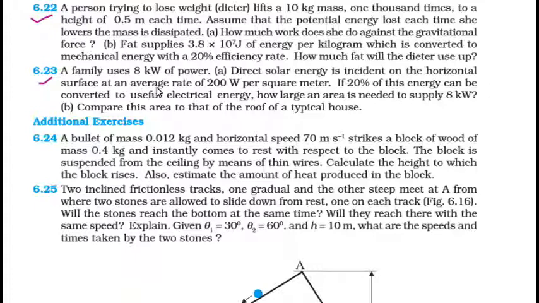A family uses 8 kilowatt of power. A direct solar energy is incident on the horizontal surface at an average rate of 200 watt per square meter. If 20% of this energy can be converted to useful electric energy, how large an area is needed to supply 8 kilowatt? B. Compare the area to that of the roof of a typical house. Let us see the solution.